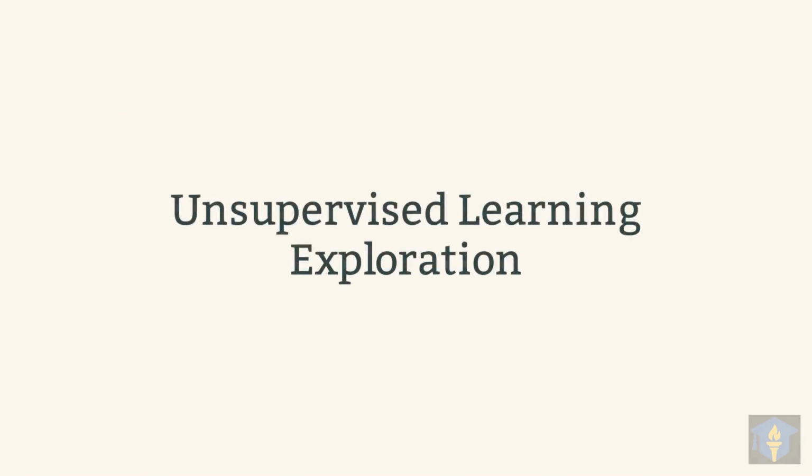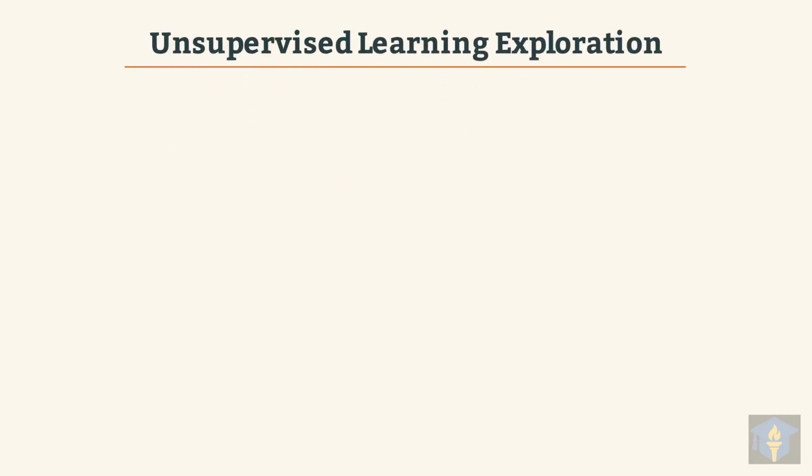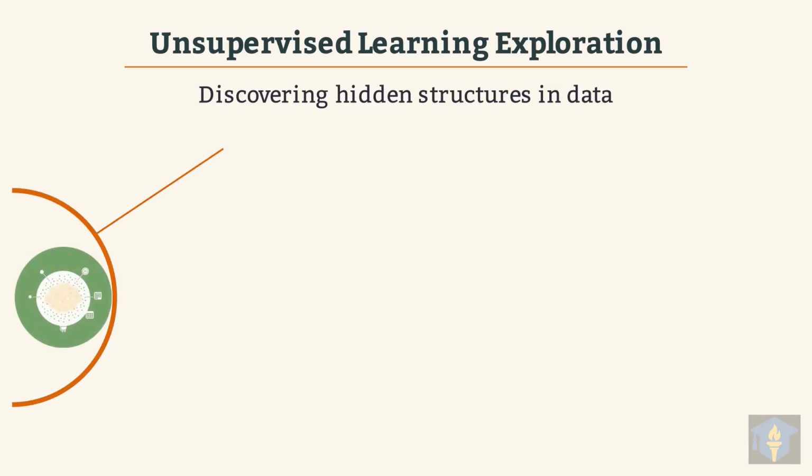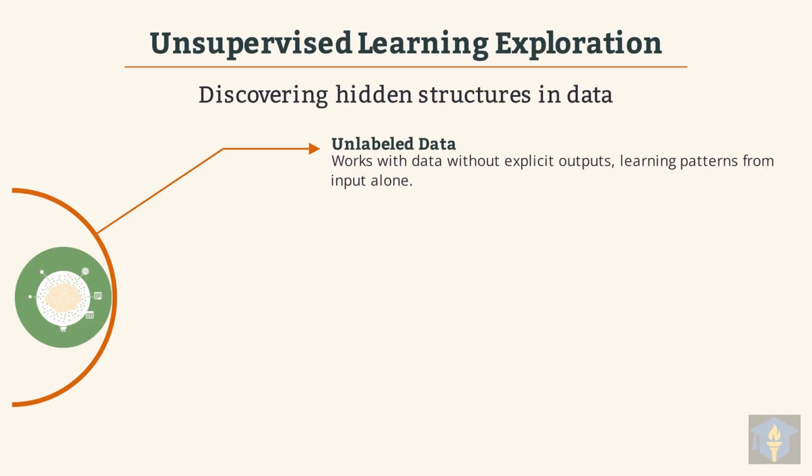Let's explore unsupervised learning in more detail, understanding how it operates without explicit guidance. Our focus is on how this method helps us discover intricate, hidden structures and relationships within complex datasets. A defining characteristic of unsupervised learning is its reliance on unlabeled data for analysis. It processes data without explicit outputs, learning patterns solely from the input features themselves.